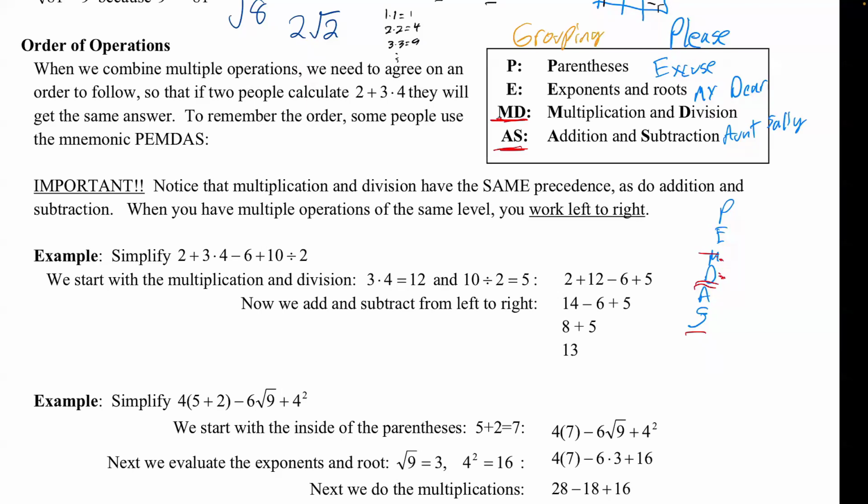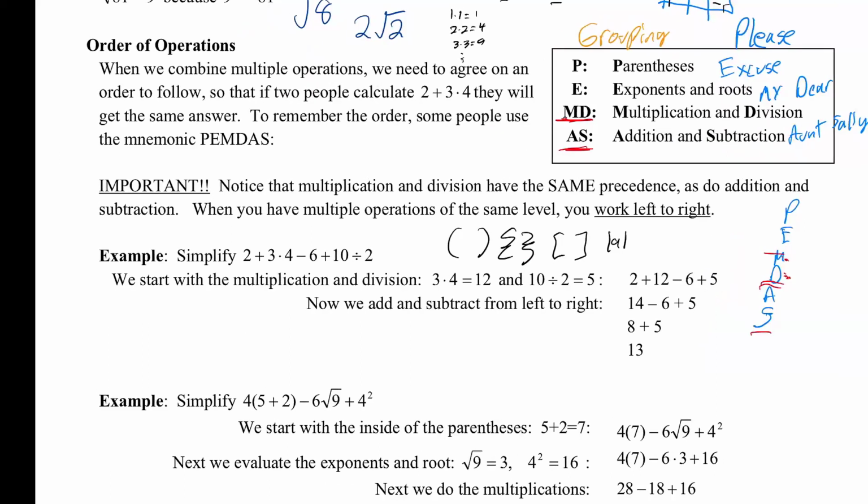So if I have any type of symbol that can be used for grouping, that counts the same as a parenthesis. Notice I put absolute value on there. I can put other operations. Anytime something is grouped, it's my way of telling everyone, okay, that's the way it works.